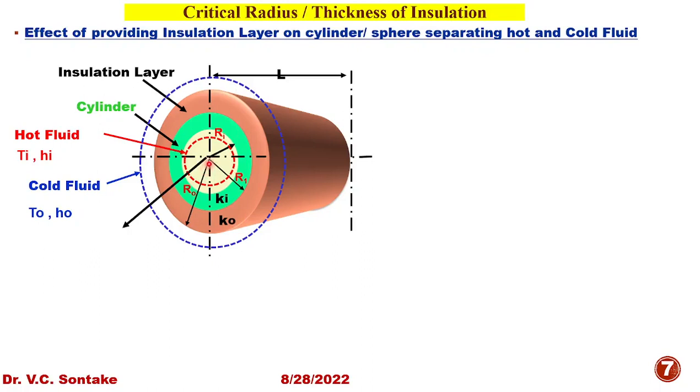By virtue of the temperature difference between the hot fluid flowing inside the cylinder and cold fluid flowing outside, heat transfer will take place from inside to the outside at the rate, let's say, Q. Here I am assuming the heat transfer is taking place only in radial direction and there is no heat transfer in tangential or axial direction.